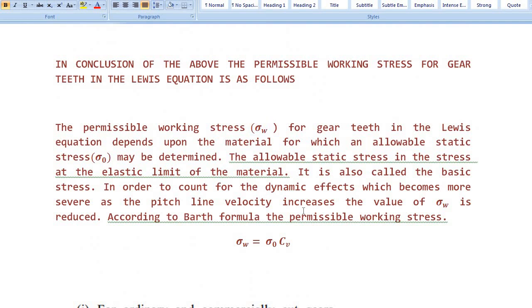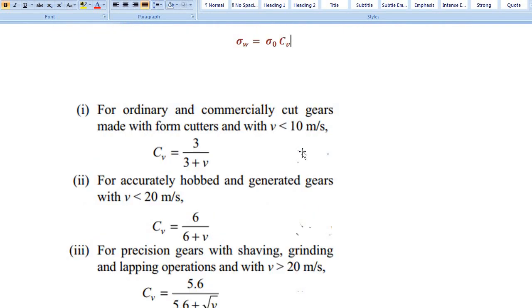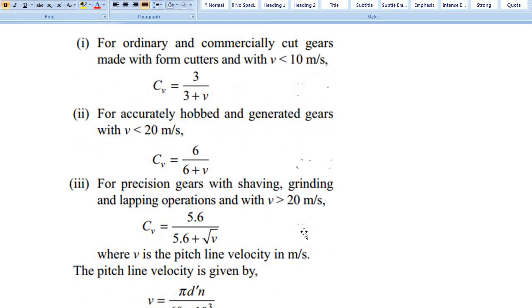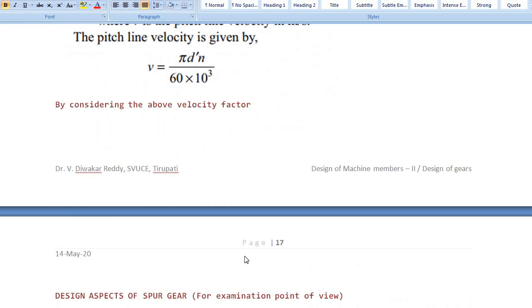So the permissible working stress is sigma naught into Cv. Here Cv is the velocity factor, calculated for different speeds as given in this aspect. For the velocity factor, the pitch line velocity is pi d dash n by 60 into 10 power 3. So the pitch line velocity is calculated. Here d is again converted in terms of module, which I will discuss in the problems.